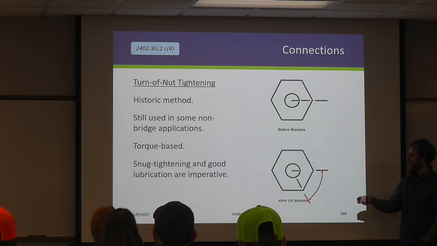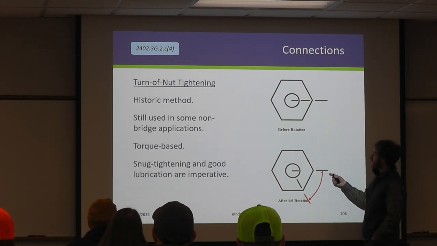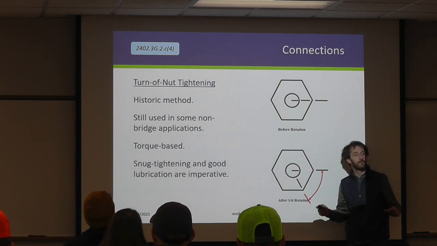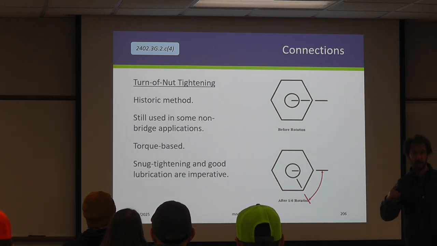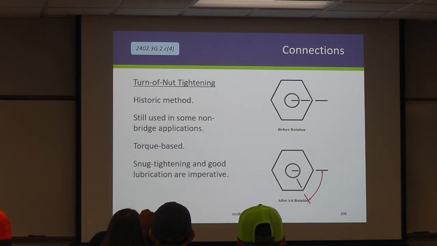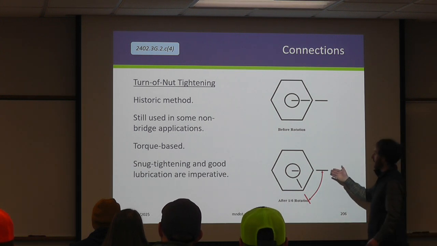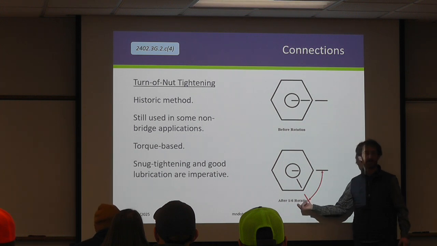So lubrication and snug tightening are imperative for this to work, and you're going to see that we're basically just saying once you've rotated it so far after it's been snug tight, it meets that minimum tension requirement. So there's no measurement, right? This is empirical based on the length of the bolt. So snug tightening is super important in this case, right? We're going to skip the video on turn of the nut because more or less this picture does a good job of describing it. You're going to snug everything up. Depending on the length of your bolt, it's going to tell you how much rotation needs to occur.